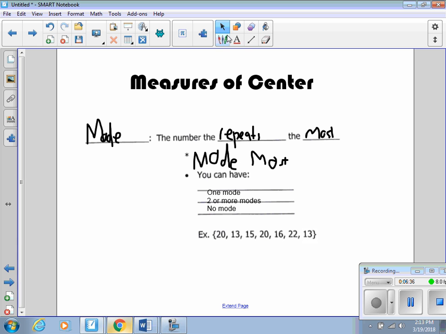So if we look in this data set, we can see that we have a 20 here, we have a 20 here, we have a 13 here, and a 13 here, and then all the other numbers are just repeated once. So our mode here would be 20 and 13.